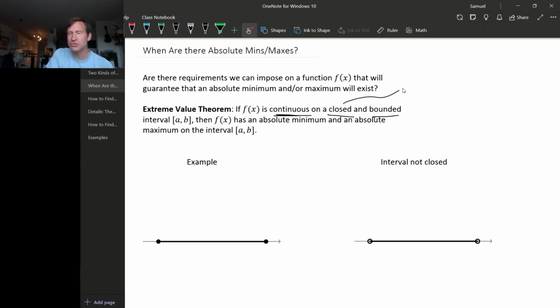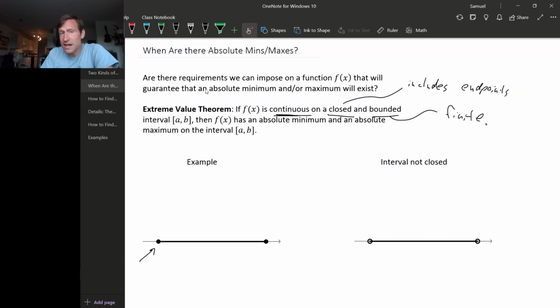By closed, what I mean is just that this interval includes its endpoints. And by bounded, I mean it's finite. It doesn't fly off to infinity to the right or to the left. So, for example, this interval right here is closed because I've included the endpoints, and it's bounded because it doesn't fly off to the right or off to the left forever.